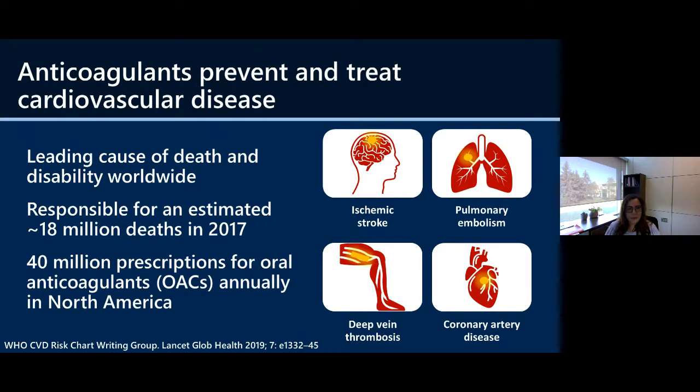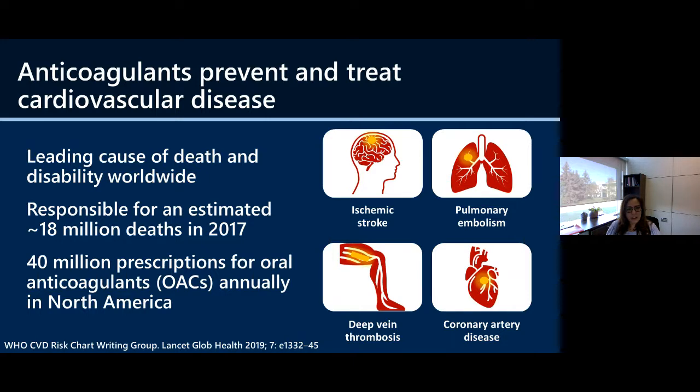I don't need to really emphasize this to this audience, but it's always good to go back to the beginning and understand the burden of this problem. Anticoagulants prevent and treat cardiovascular diseases. We see a lot of venous thromboembolism in the thrombosis clinic and on the wards. But of course, the most common diseases are things that you deal with: coronary artery disease and also ischemic stroke. These remain a leading cause of death and disability worldwide, which is why we're all here. That's close to 18 million deaths from more recent data.